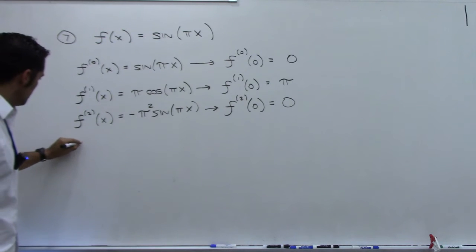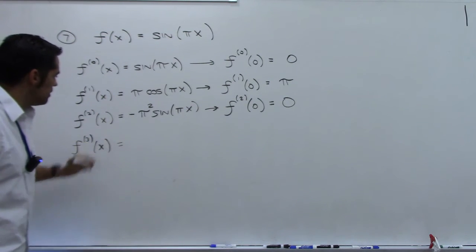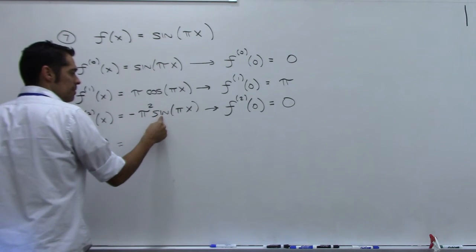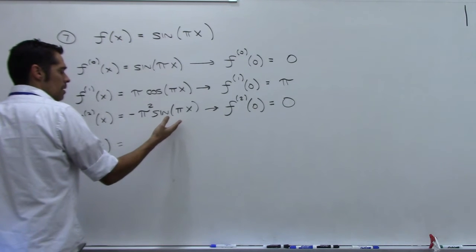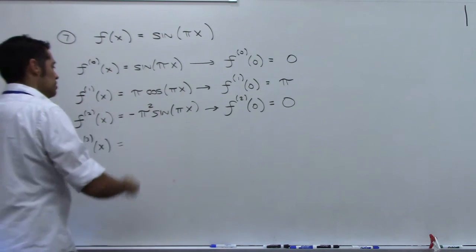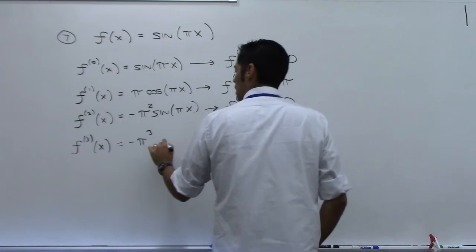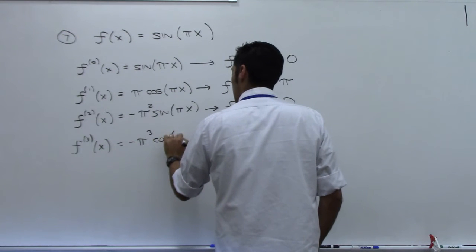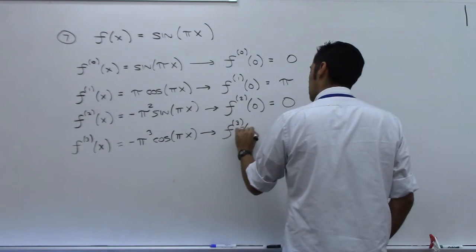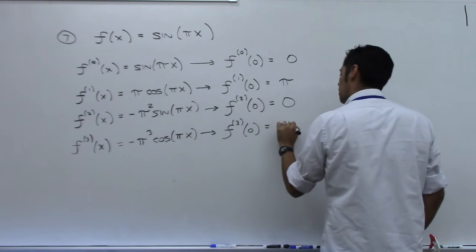Now we do the third derivative. And what we do is we keep doing this until we find enough of a pattern. So when I take derivative of sine of something, it's going to be cosine of it. And then the derivative inside, I'm going to have a pi. That pi is going to come out and join this one. So I'm going to have a negative pi cubed cosine of pi x. And when I take this third derivative and I plug 0 in, this time cosine of 0 is 1, I get negative pi cubed.